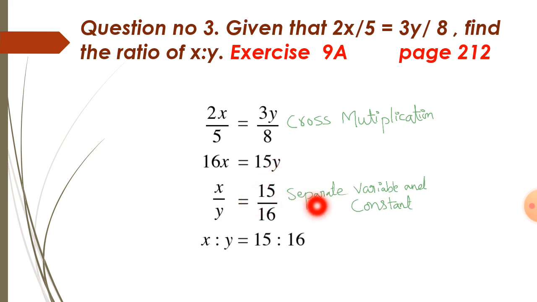Now we are going to separate the variables and constant. What is variable? Variables A till Z, they are called variables. That can be A, B, C, D, anything. But in our question, the variables are x and y. So we will write x divided by y on the left hand side, and constant. What is constant? From 0 till any number that is not having any variable with itself can be constant. So 15 divided by 16.